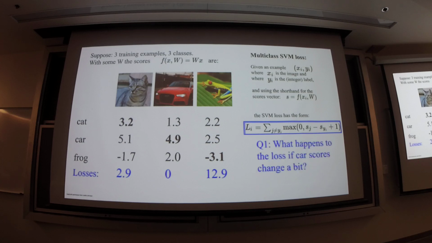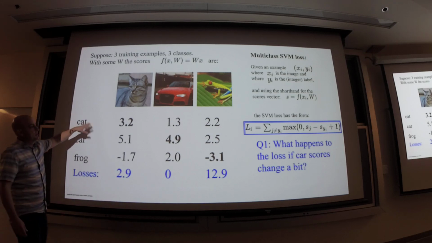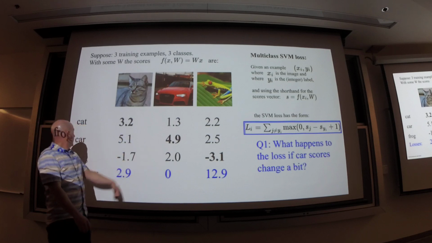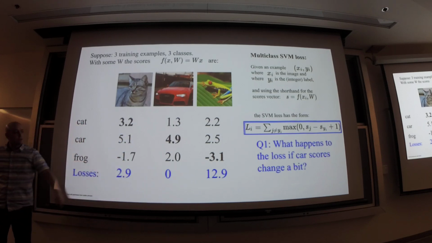All right. Okay. So let's think about how SVM loss works here. What happens to the loss if the car scores change a bit? Just perturb cat by a little bit, car by a little bit, and frog by a little bit. What happens to the loss?